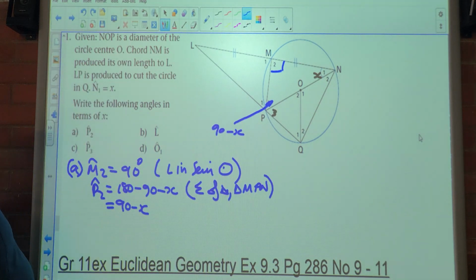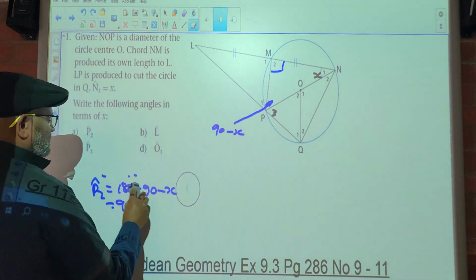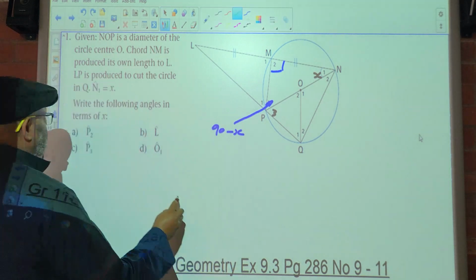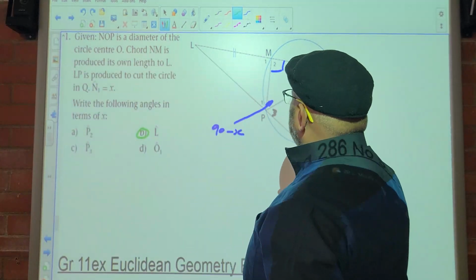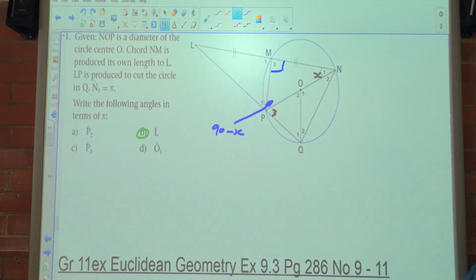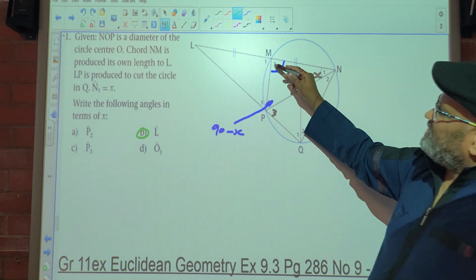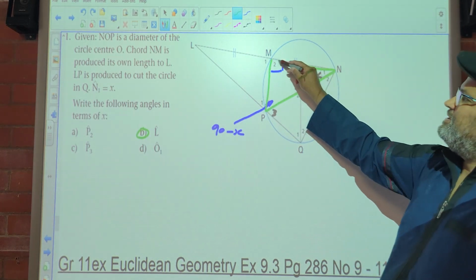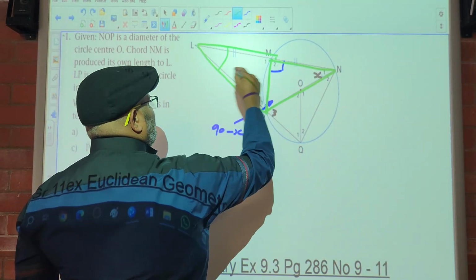Okay. Let's look at B. I'm going to take this off because I'm going to try and keep the diagram in focus. B, angle L. Now at this point you'll see that there's no relationship really that exists here. It's almost evident that it's x, but there's no straightforward geometry there. However, if I prove that MPN is congruent to triangle MPL, then I can conclude those angles are equal.